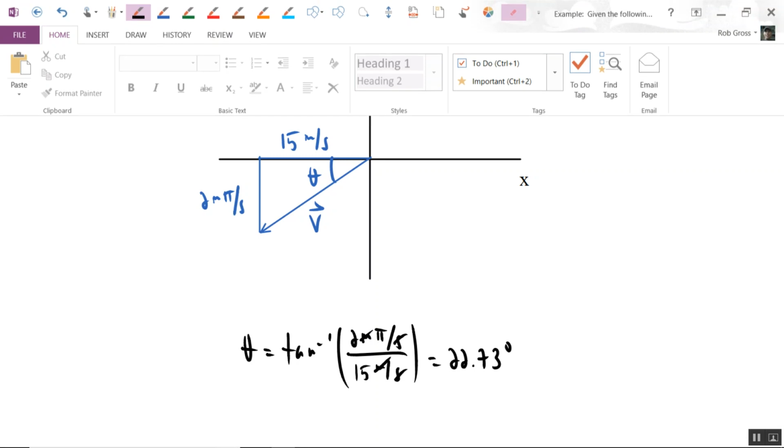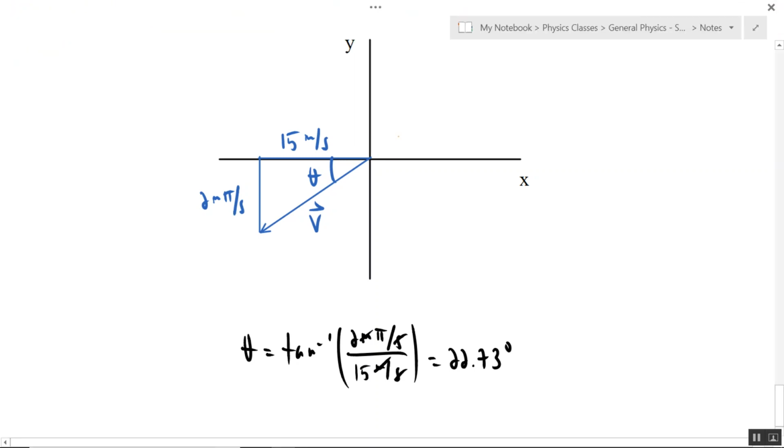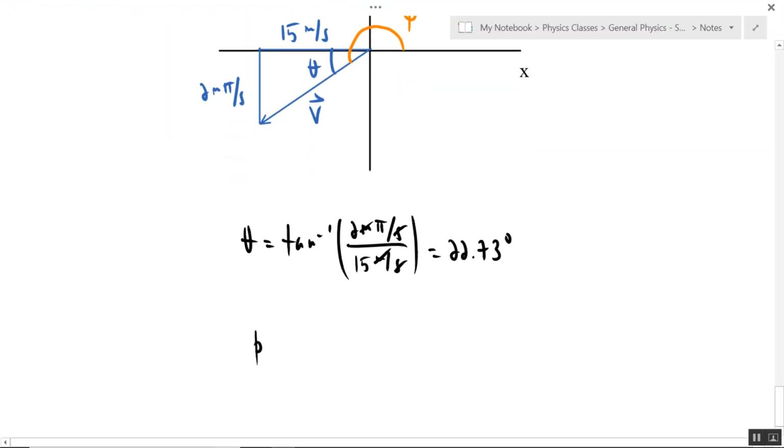But I always ask for this angle, again, from the positive x-axis, say from here to here. So how would you find that angle? You add that to your angle? Yep.